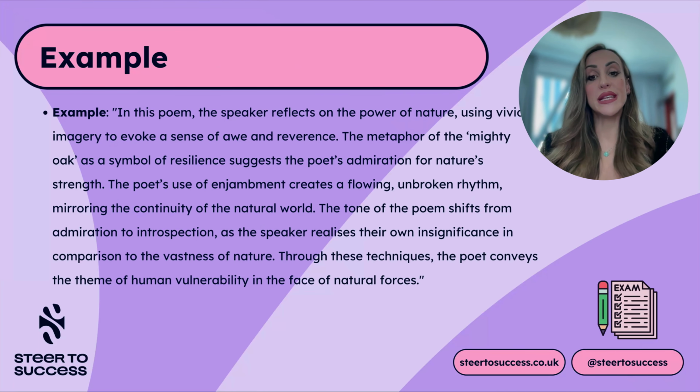And as an example, in this poem, the speaker reflects on the power of nature using vivid imagery to evoke a sense of awe and reverence. The metaphor of the mighty oak as a symbol of resilience suggests the poet's admiration for nature's strength. The poet's use of enjambment creates a flowing, unbroken rhythm, mirroring the continuity of the natural world. The tone of the poem shifts from admiration to introspection as the speaker realizes their own insignificance in comparison to the vastness of nature. Through these techniques, the poet conveys the theme of human vulnerability in the face of natural forces.